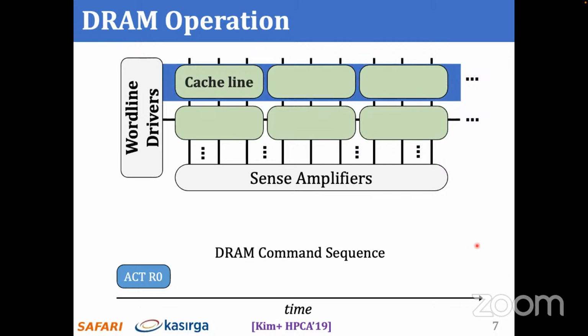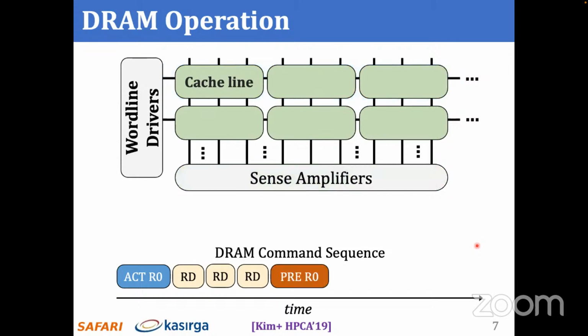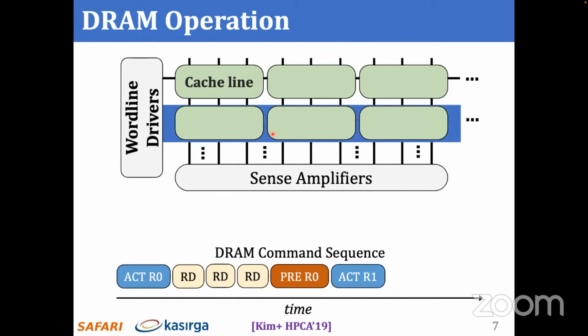This will enable the word lines in that row and copy essentially all the cells to the sense amplifiers. Once these values are in the sense amplifiers, we can send read commands to read data in cache block granularity from the sense amplifier. If we want to access a different DRAM row, we must first pre-charge the bank and then activate that row, and then we can do the same thing. We can read data in cache block granularity again from the sense amplifiers.